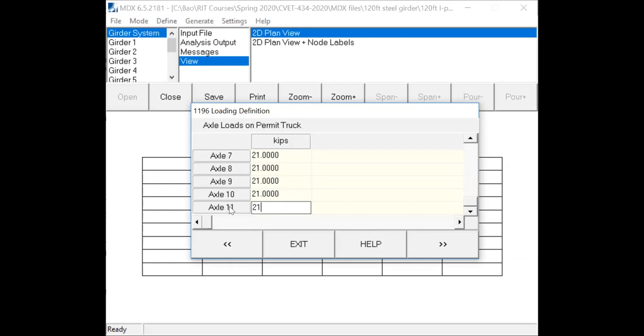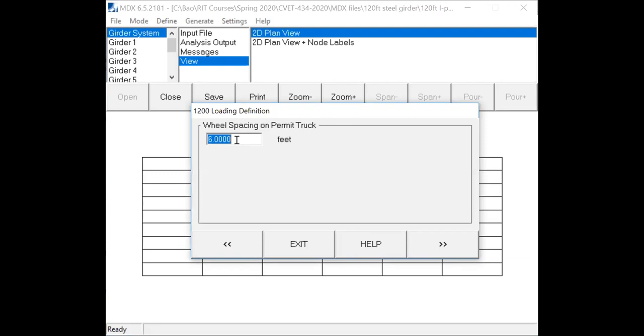Okay, so then we have the 11 axle load and go to next. And the spacing 1 to 2 is 9 foot. Then we have 4 spaces of 4, then 10 feet, then we have 4 spaces of 4. Okay. So get axle spacing for New York DOT permit vehicle.